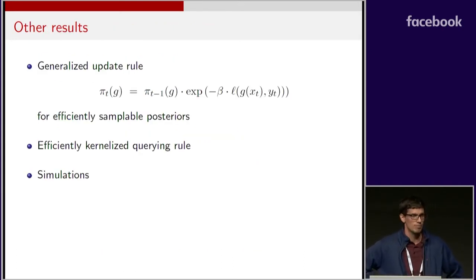We also have some other results in the paper. For example, we consider a broader class of posterior updates to allow for efficient sampling from the posterior. And then we also look at kernelizing this querying rule, and we also present some simulations.